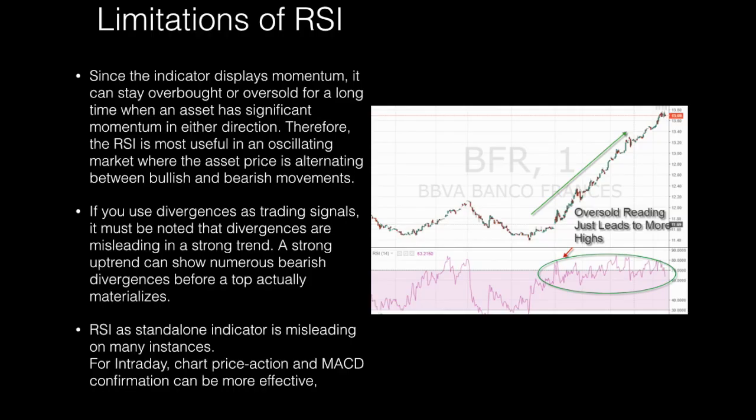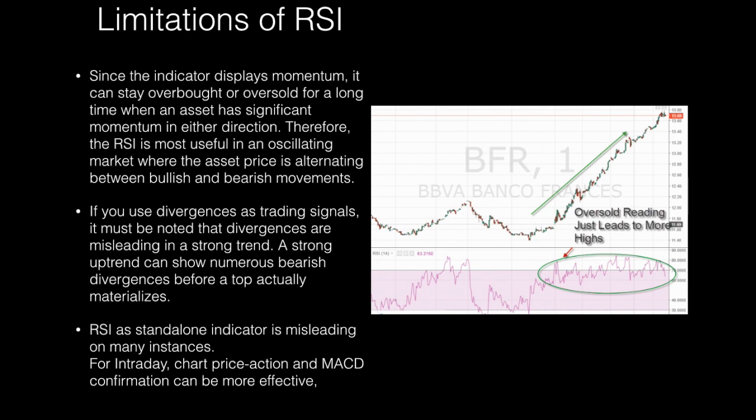So before getting to the bonus trade strategy and stock recommendations, it's important to understand the limitations of RSI. Since the indicator displays momentum, it can stay overbought or oversold for a long period of time when an asset has a significant momentum in either direction. Therefore, the RSI is most useful in an oscillating market where the asset price is alternating between bullish and bearish movements. If you use divergence as trading signals, it must be noted that divergences are misleading in a strong trend.